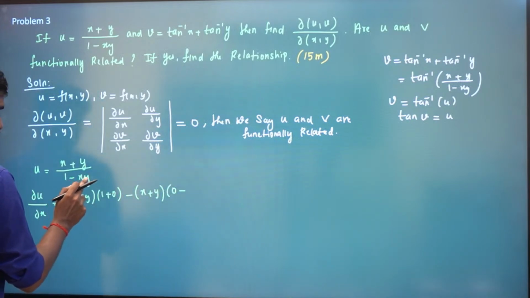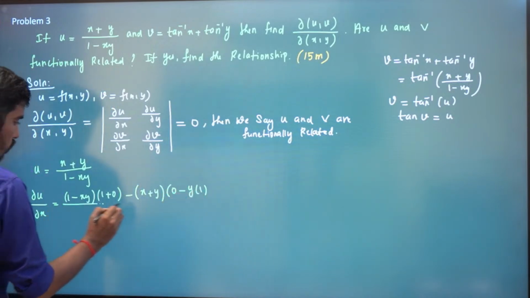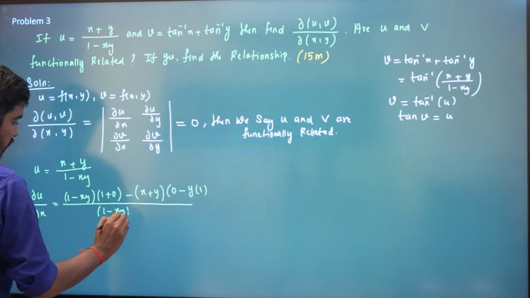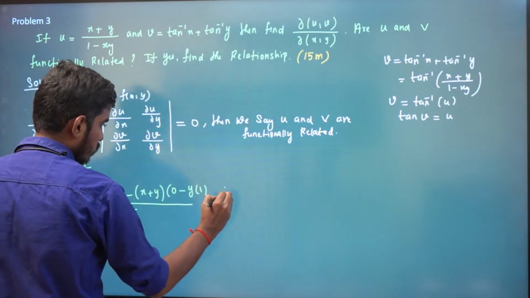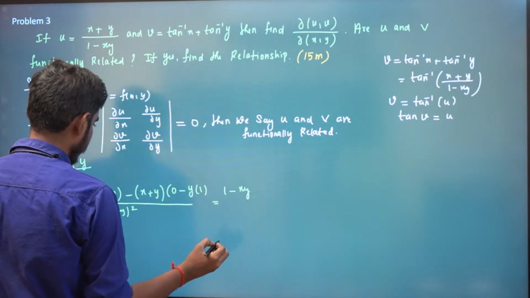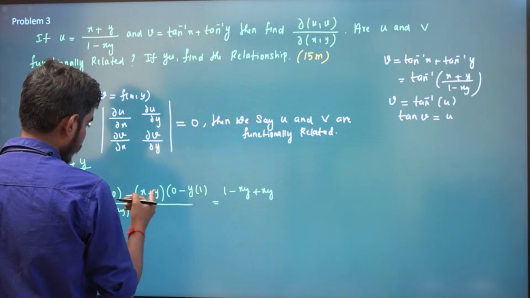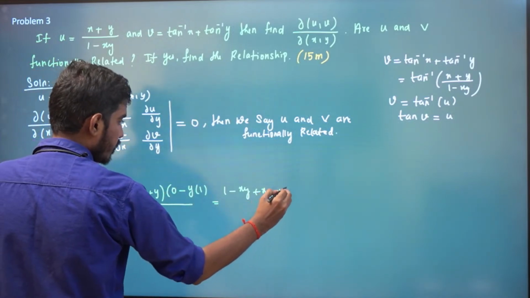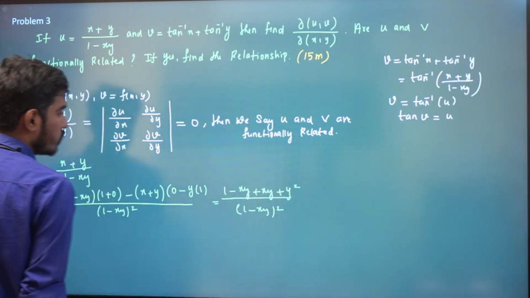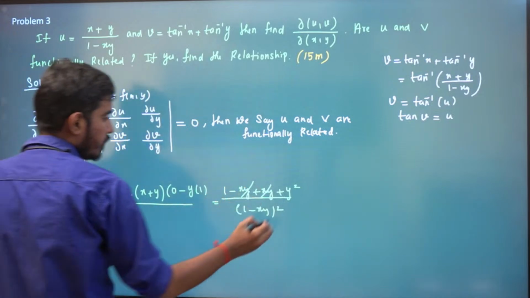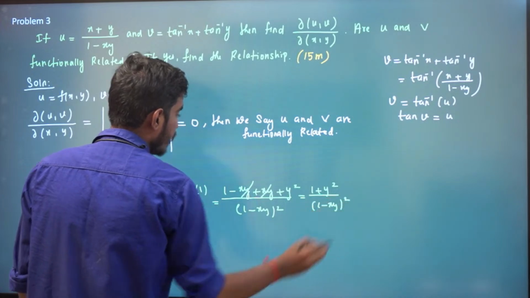Now xy you have to differentiate with respect to x. That means you can treat minus y as constant. Derivative of x is 1, whole divided by 1 minus xy whole square. So this will be what? 1 minus xy minus x minus y. This will be plus xy minus y minus y. It will be plus y square, whole divided by 1 minus xy whole square. So your dou u by dou x will be 1 plus y square divided by 1 minus xy whole square.